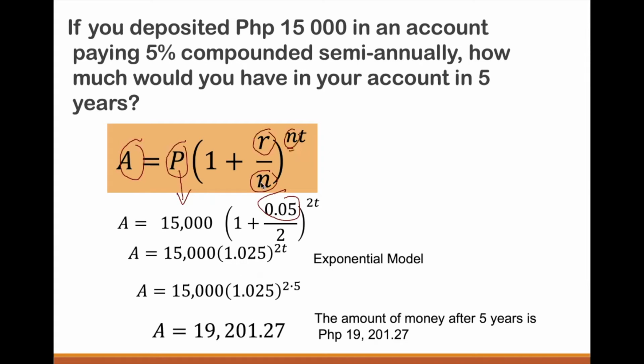So, substituting all the information in the problem, you'll get the amount of money after 5 years as 19,201 and 27 pesos. Okay, so that is for semi-annually. Next.